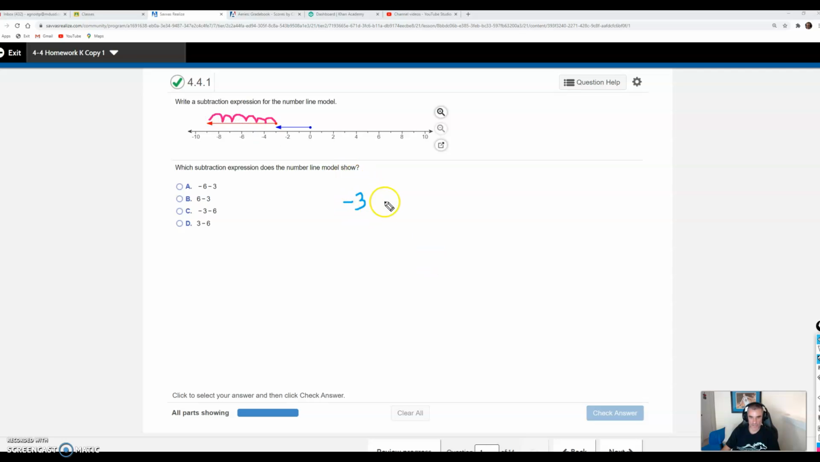So this would be negative 3 minus 6 is my expression. And if I want to know what this is, I can now just look at the number line. Well, this is negative 8, this is negative 10, so this must be negative 9 right here. So again, this is an expression because there's no equal sign. If I add the equal sign, it now becomes an equation. I go down my list here, and there it is. Choice C, negative 3 minus 6.